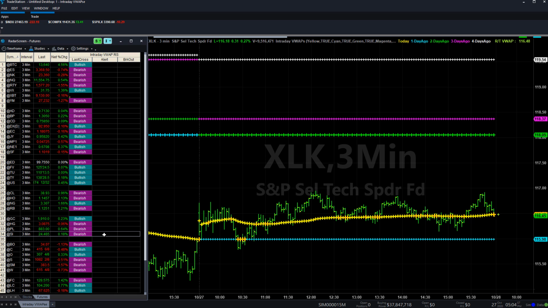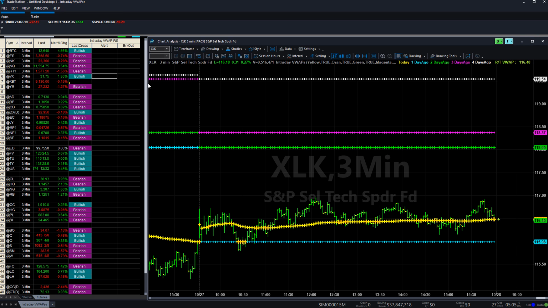But just try to keep the intervals around 3 minutes. One of the things that RadarScreen can do is you can hide plots that you don't need. So, for example, if I'm looking at stochastic in RadarScreen, I don't need the 0 plot or the 80 plot or the 20 plot, so I can hide those.